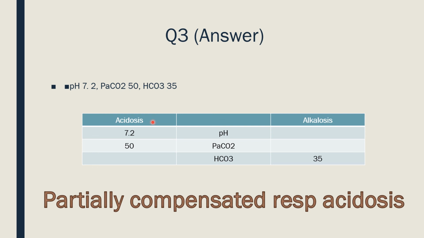Okay, now even though this is my last slide, you might be wondering, how do I know if it's uncompensated? The only time you would say it's uncompensated is if this bicarb is also on the acidosis side, then your answer will change. Okay, so that's when you will say this is uncompensated. I hope this will help you to be confident in doing your ABG analysis.